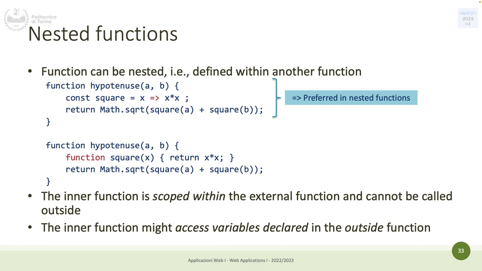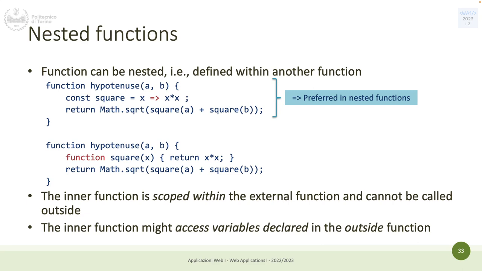And when you have nested functions, here we come back to the scope. The inner function is scoped within the external function. It cannot be called outside. So this square here exists only within hypotenuse, because it's defined in the scope of hypotenuse. So you cannot write square something here and refer to this function, because this function ceases to exist after this function is over. However, a nested function can access the values of the function that contains it. So square can access A and B if it wants, or any other variable defined here in this hypotenuse function.